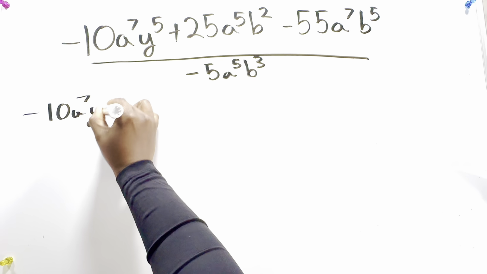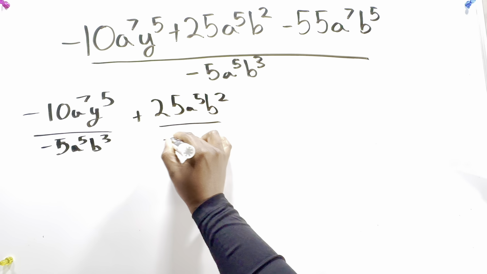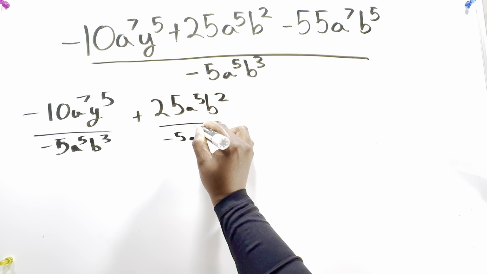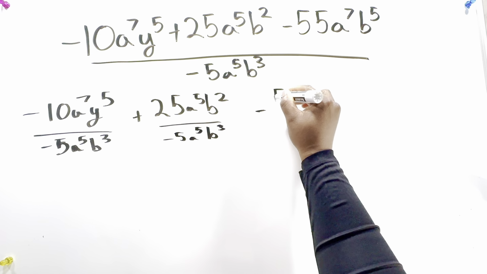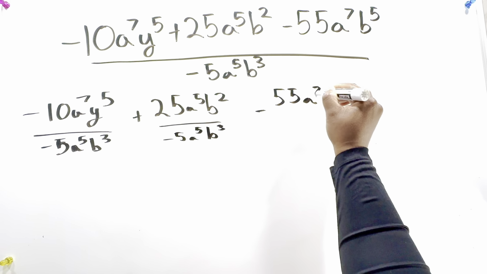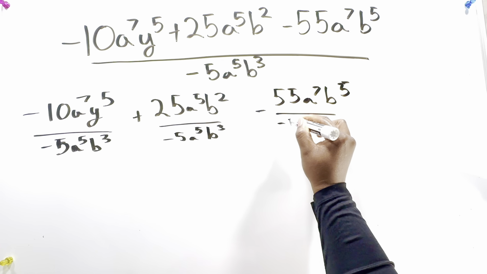Whenever we're given this kind of expression, we want to make sure that we divide the monomial into every single term in the numerator. So we're going to do -10 a to the 7th b to the 5th over -5 a to the 5th b to the 3rd. In our next step, we're going to do 25 a to the 5th b to the 2nd power over -5 a to the 5th b to the 3rd power. Then in our last step, we're going to do -55 a to the 7th b to the 5th over -5 a to the 5th b to the 3rd.